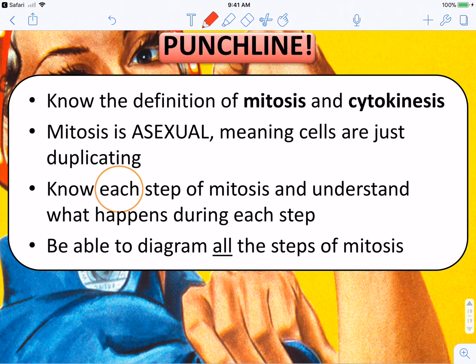So our punchline is, remember that mitosis is just cell cloning itself. Remember its chief purpose. Remember those steps in that acronym, idiot pass me a taco. IPMAT, interphase, prophase, metaphase, anaphase, telophase. And remember how to diagram each step.